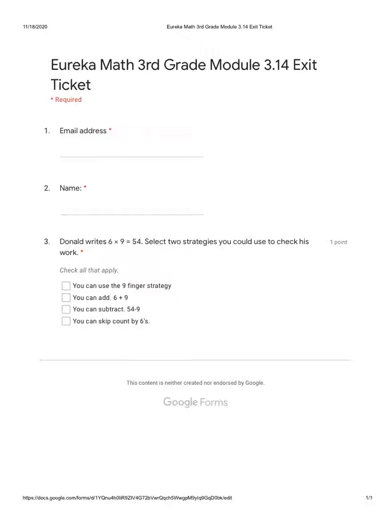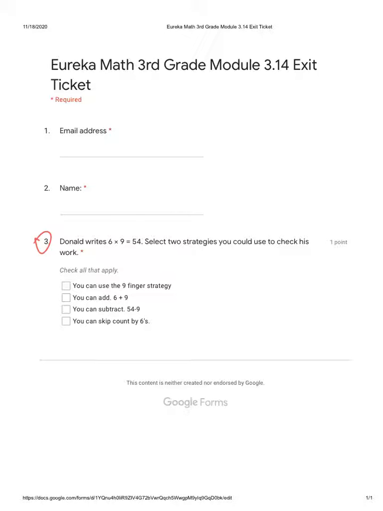This is Eureka Math, Grade 3, Module 3, Lesson 14, Exit Ticket. Today we only have one problem. Donald writes 6 times 9 equals 54. Select 2 strategies you could use to check his work.